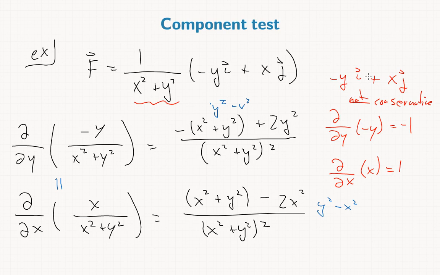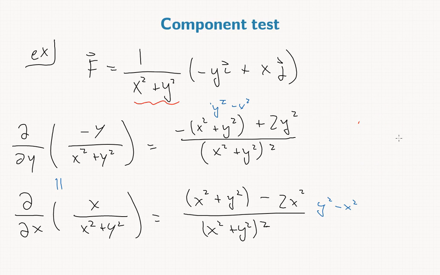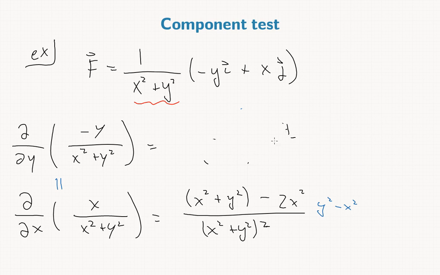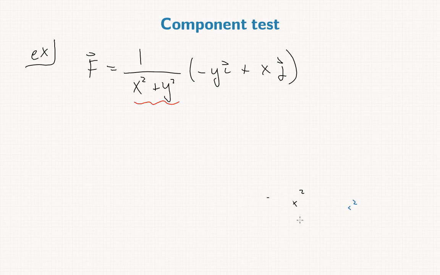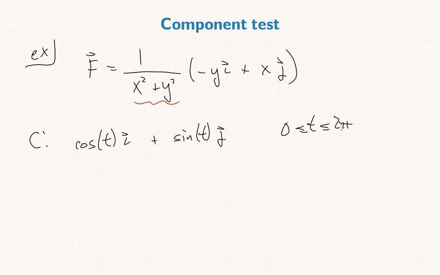This one we can see is not conservative. It doesn't even satisfy the component test. But this other one is still not conservative, even though it satisfies the component test. So what we'll do is integrate this over a loop and see that we get a non-zero result. Let's integrate over the standard unit circle. So C, parameterization cos t i plus sine t j for t between 0 and 2 pi.